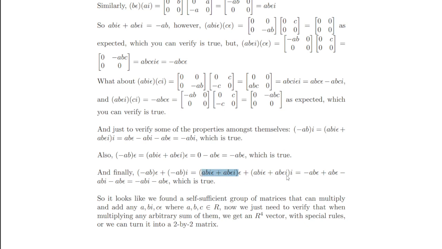Let's do that. Plug it in for there, plug it in for there. Again, that'd be negative AB epsilon plus AB epsilon. And then those are coming from this, which is 0. This is negative AB epsilon, I believe. And then negative ABI epsilon I is negative ABI.